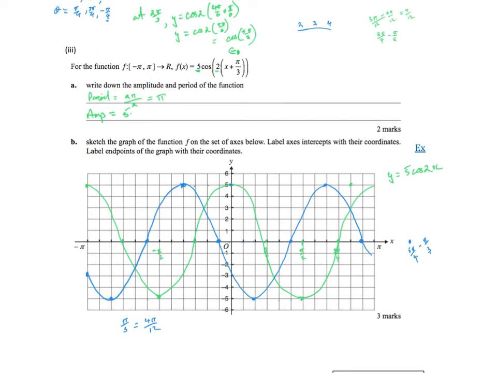Let's just check some values, shall we? So let's substitute positive pi into the equation. So I get 5 cos of 2 times pi plus pi on 3. So pi plus pi on 3 puts me in the third quadrant. So that's the same as 5 cos of 2 times pi plus pi on 3. Let's stop and go. Pi plus pi on 3 is 4 on 3 times 2 is 8 on 3.